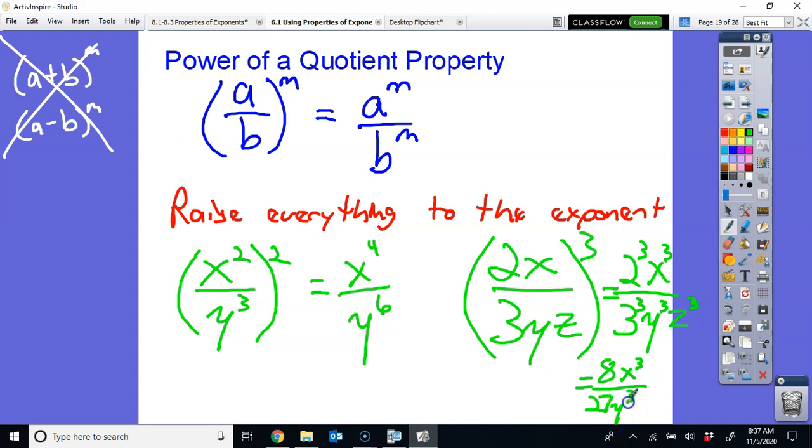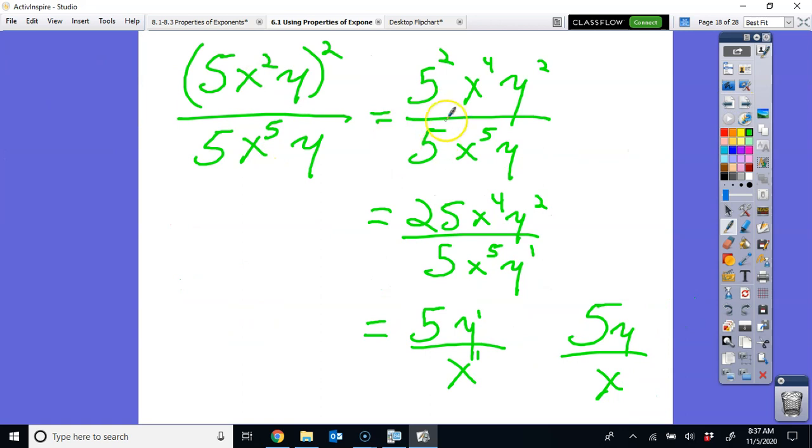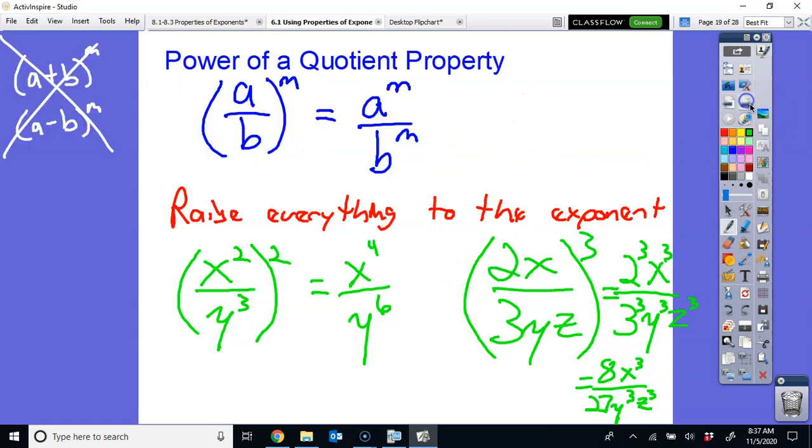Then we have y to the third and z to the third. Notice that you cannot actually divide anything because 8 is not divisible by 27 and it doesn't reduce any. You could check it on the calculator. X, y, and z are not the same base, so I can't use this property of dividing like bases that we talked about over here. So that is what you do when you have fractions on the inside, division.